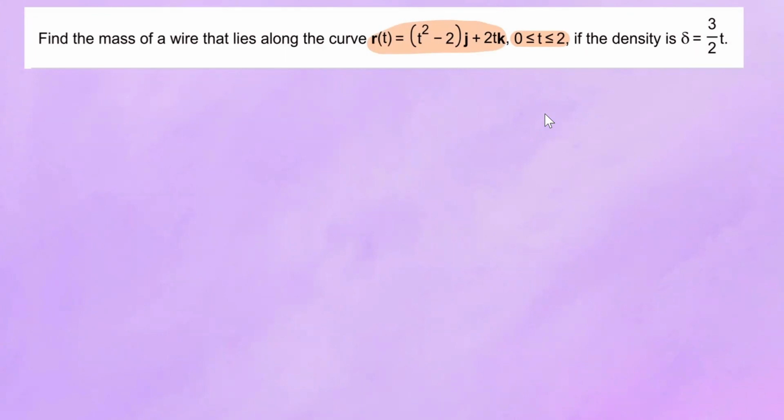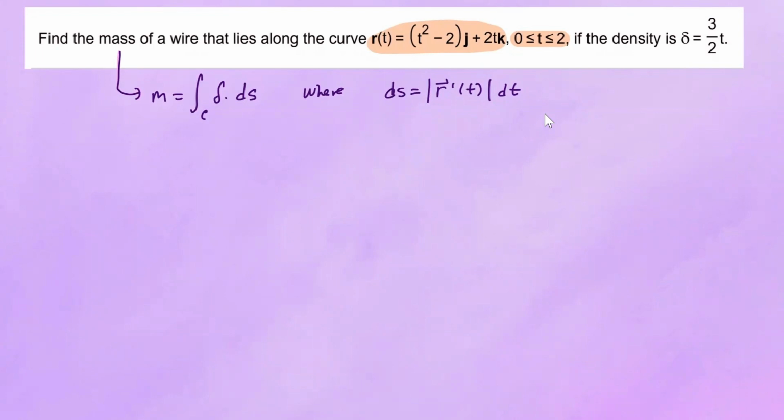So we know that mass is defined as the line integral along the curve C of the density function times ds, where ds is the magnitude of r prime of t dt. That's what ds is going to be. So let's go ahead and find it. This is our expression for ds.